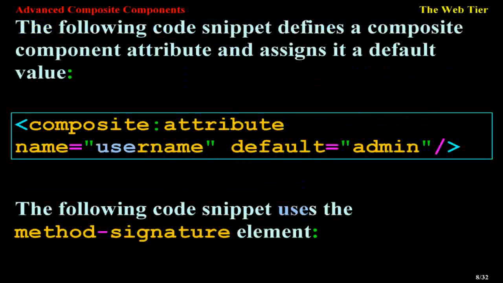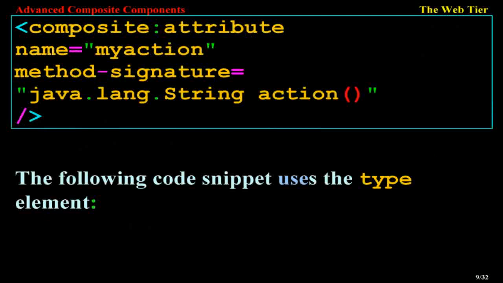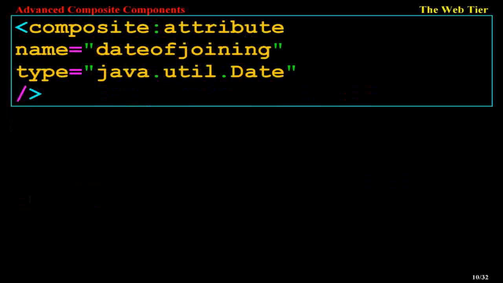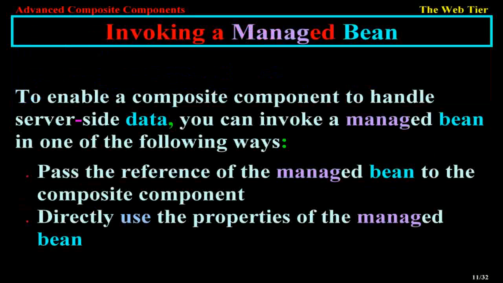composite:attribute name equals username, default equals admin. The following code snippet uses the method signature element. composite:attribute name equals myAction, method signature equals java.lang.String action. The following code snippet uses the type element: composite:attribute name equals dateJoining, type equals java.util.Date.